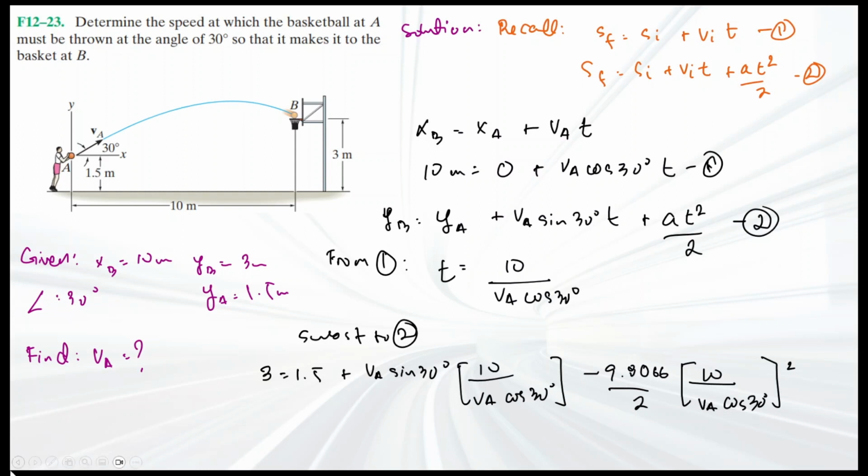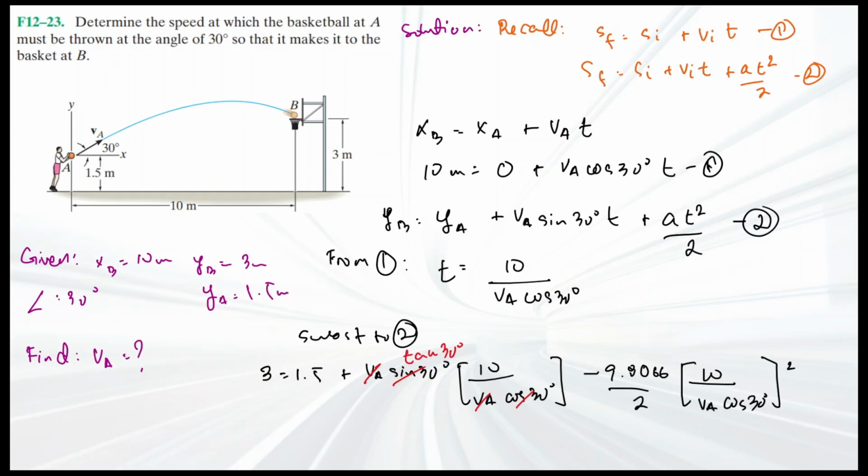Then, of course, this VA here will cancel out. So that's going to be, there we go. And then sine 30 over cosine is tangent 30. And then we are left with minus 9.8066 divided by 2 times 10 over VA cosine 30. And then, of course, we're going to square that because that's T squared, okay?